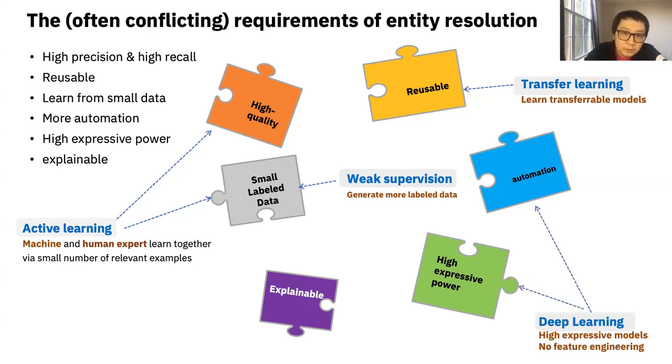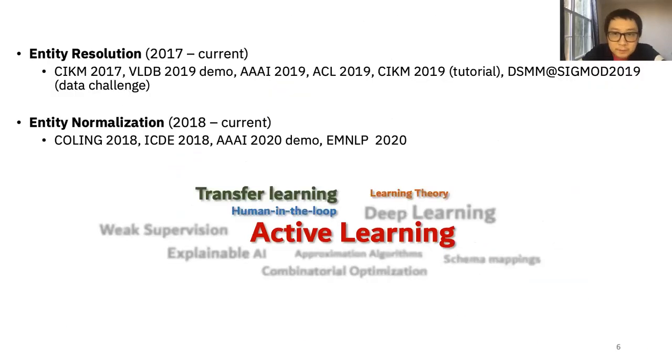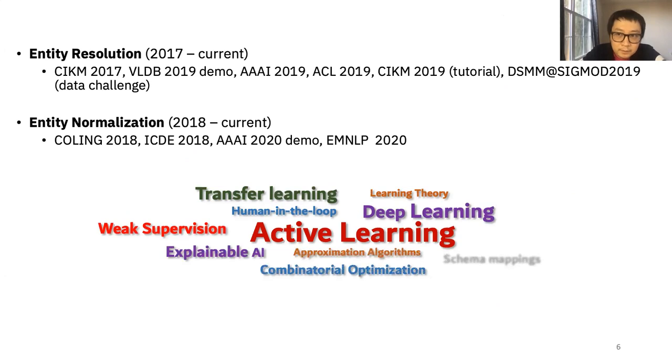And for bringing automation and high expressive power, deep learning is a good option. For explainability, you can either use a black box model together with some post-hoc approach to explain the predictions made by it, or you can carefully design your algorithm or your neural net so that it directly generates explainable models. So in the past few years, our team has been using these techniques, sometimes combining multiple of them, to solve the entity resolution and normalization problems.